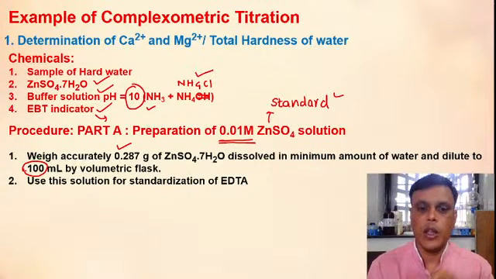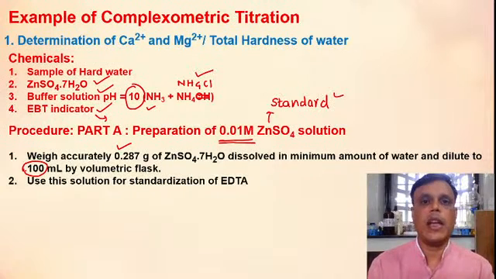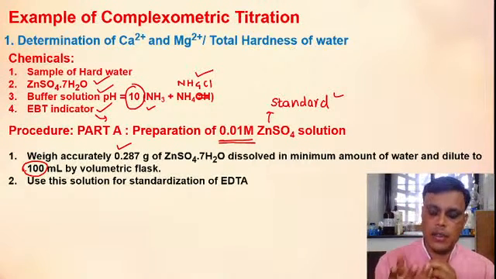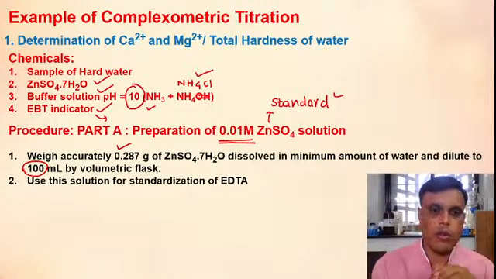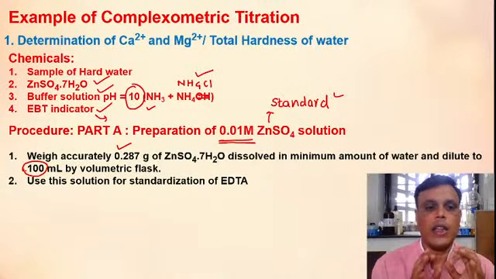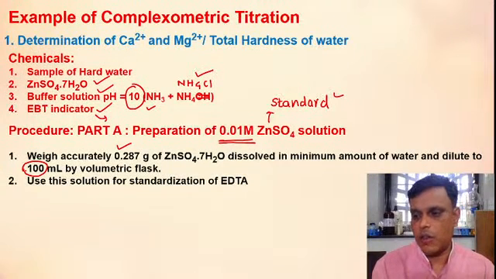We have prepared approximately 0.01 molar EDTA solution, but as you know, it is a secondary standard substance. It may undergo change in its concentration. So you have to find out the exact concentration, and this process is called standardization of EDTA.